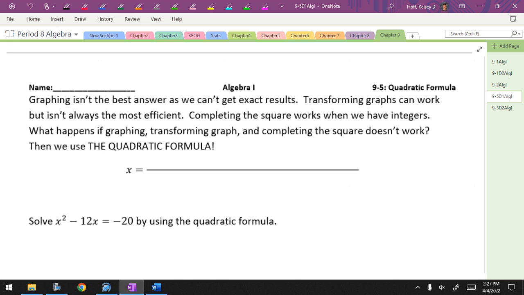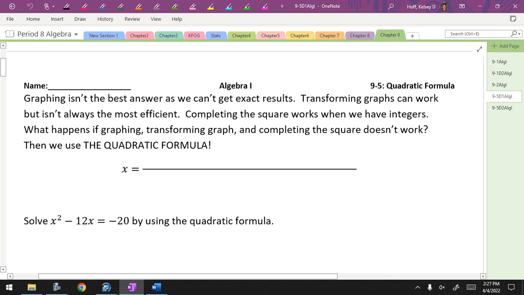Best answer. I think if I asked any of you, like, hey, you want to go back and graph? You're going to tell me, no thanks, right? It takes a lot of time. Transforming graphs, we didn't even touch on, so definitely not the most efficient. Completing the square, we also didn't touch on. It's tough. I don't love it, hence why we skipped it.